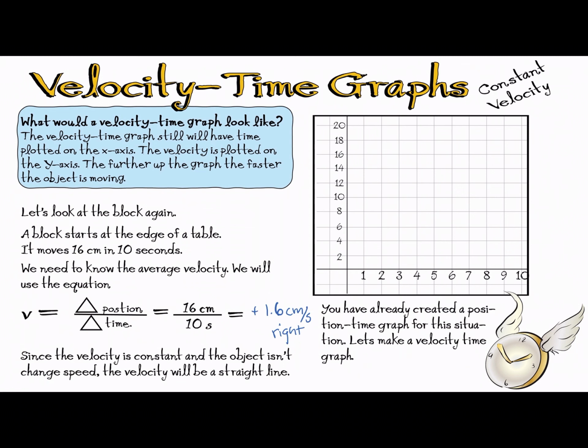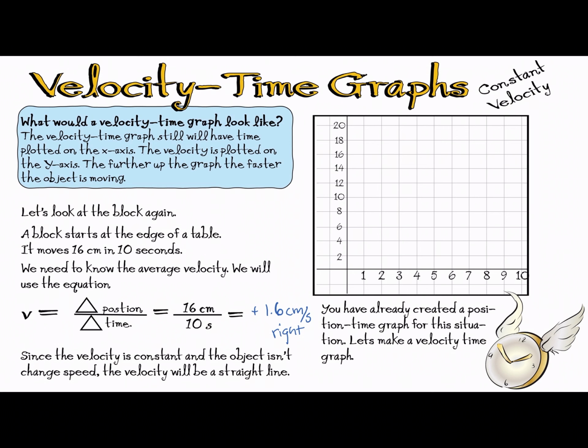Let's look at the block again. A block starts at the edge of a table. It moves 16 centimeters in 10 seconds. We need to know the average velocity. We will use the equation v equals change in position over change in time. So 16 divided by 10 seconds gives us 1.6 centimeters per second.